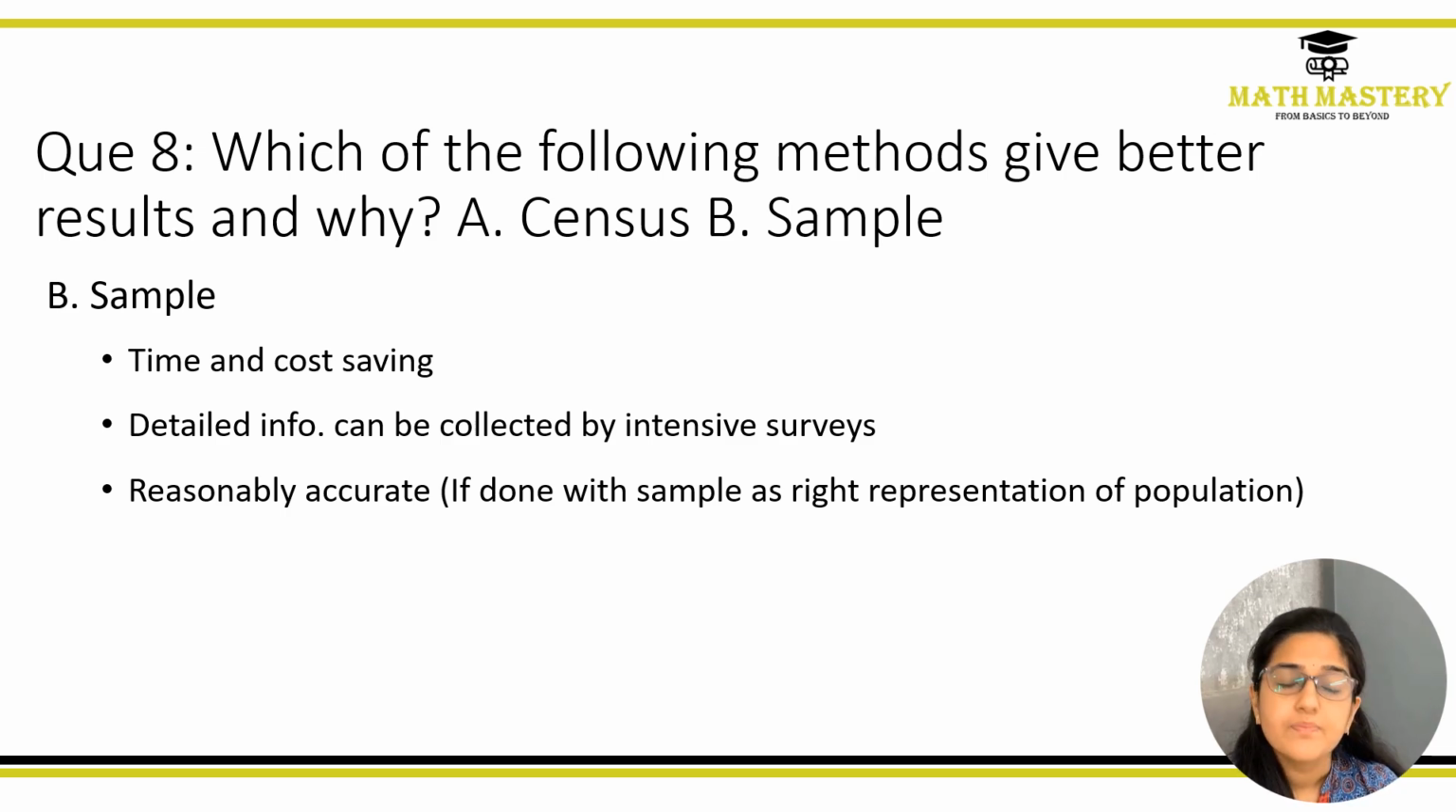Reasonably accurate, because if the sample is chosen in the right way, such that it is a right representation of the population, then it will give almost reasonably accurate results. So if that is possible, then there is no need to do intensive surveys, because time and cost are very important aspects for a researcher in order to get results. So therefore sample is better over census to get results.